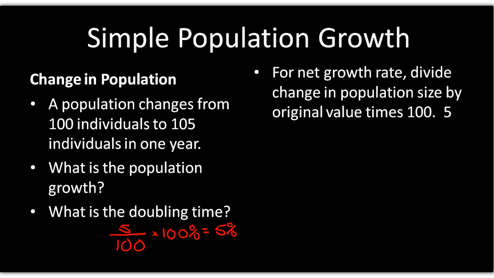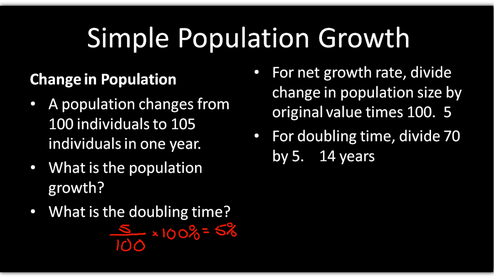Now to figure out the doubling time, we're going to take 70, as you can see here, and divide that by my growth rate, the rule of 70, and that'll give me 14 years. So a nice simple way. So you should be familiar with these. I think we'll see one of these on the exam.